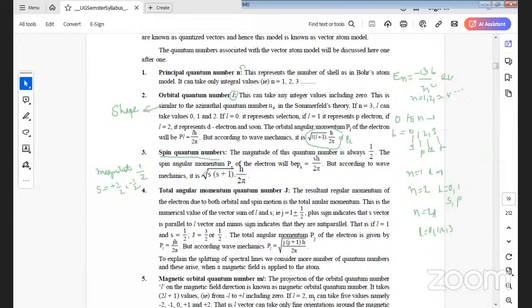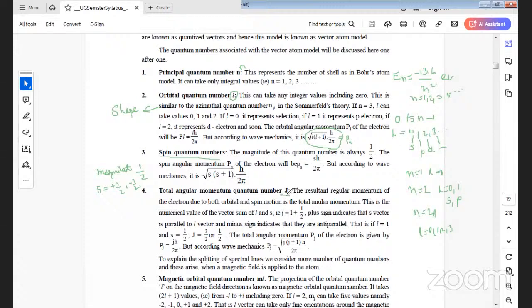So this is about the spin, and the angular momentum PS is given by root of S into S plus 1 into h by 2 pi. The next quantum number associated with the vector atom model is the total angular momentum quantum number J.